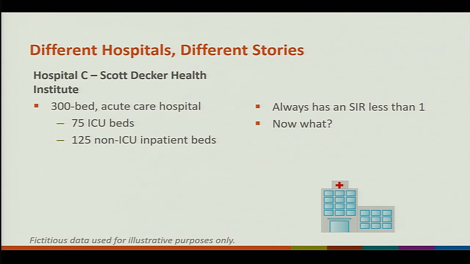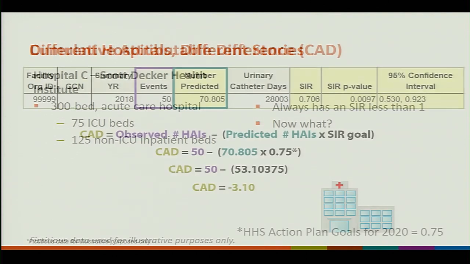Okay, all right. So moving on to Hospital C, Scott Decker Health Institute, a 300-bed acute care hospital with 75 ICU beds and 125 non-ICU inpatient beds. It always has an SIR less than 1. And so now they're looking around at each other like, now what? Okay, Decker Health Institute, state of the art. I heard the cafeteria is amazing as well. They're looking at their data and it's saying everything that they wanted to say, right? So what happens next?